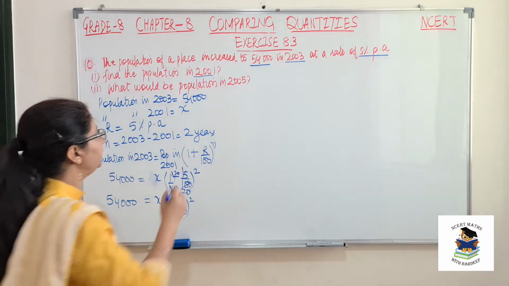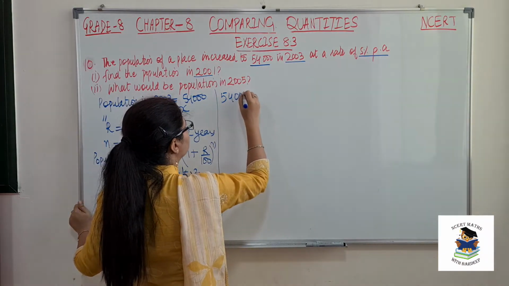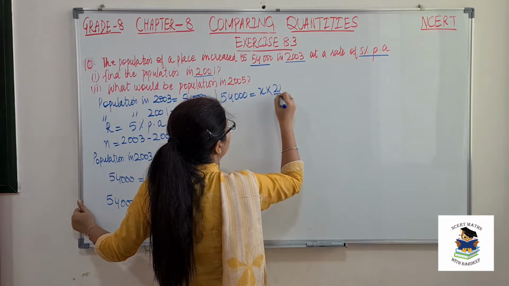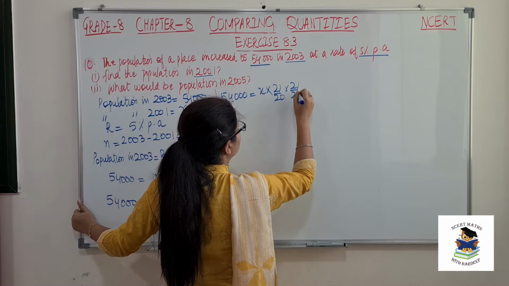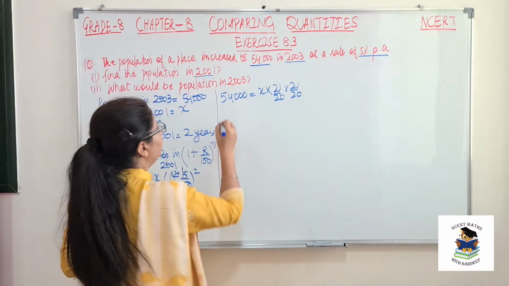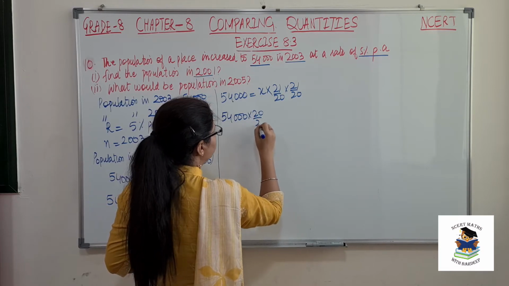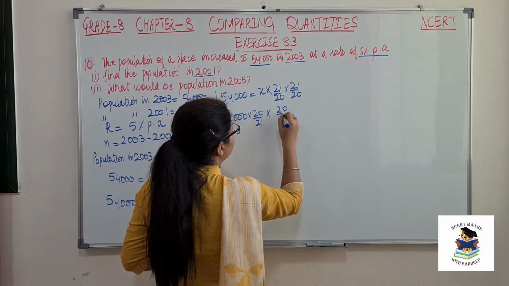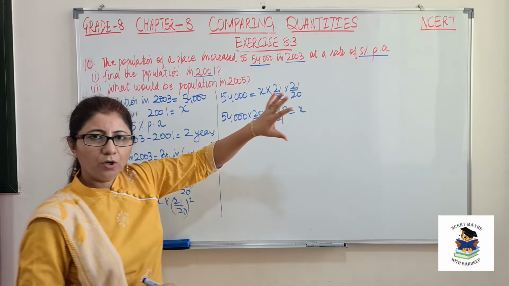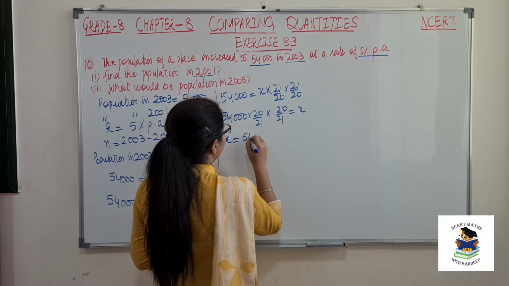Let's simplify this further. So 54,000 is equal to x into 21 by 20, 2 times. So 21 by 20 into 21 by 20. We want x, so we will shift this to the left-hand side and take the multiplicative inverse or reciprocal. So 21 by 20 will become 20 by 21, and this will be again 20 by 21, is equal to x. As I already mentioned, this x or variable should be on the left-hand side. So let's switch the sides, that is 54,000.